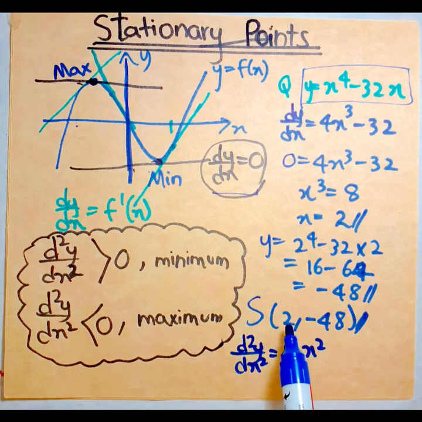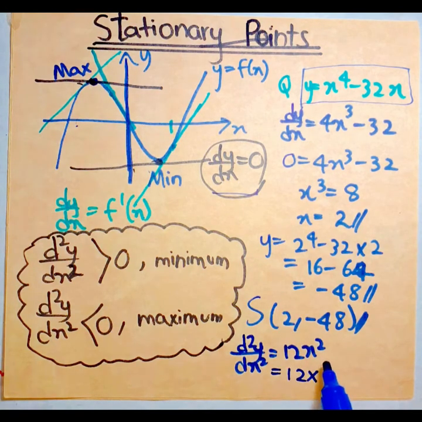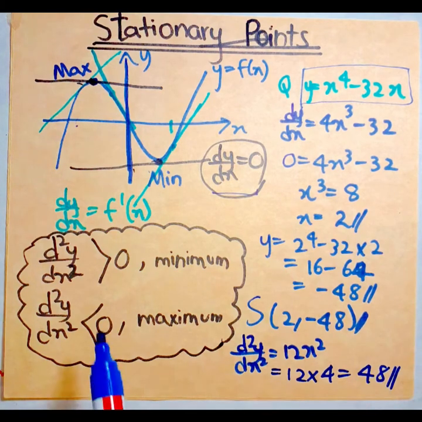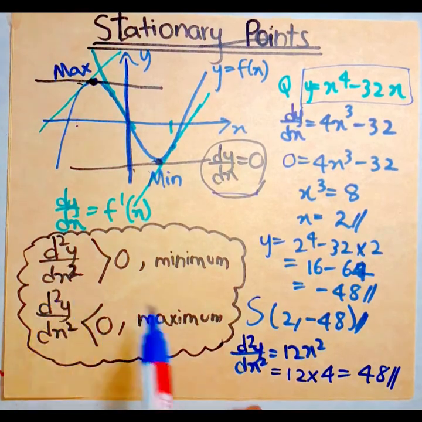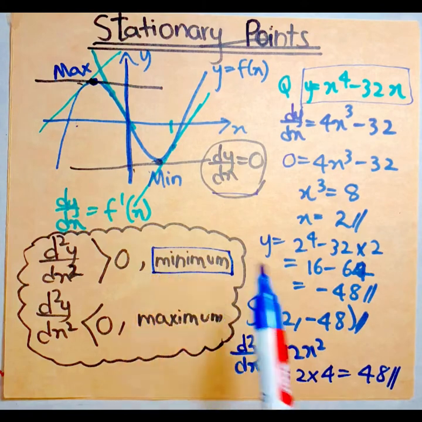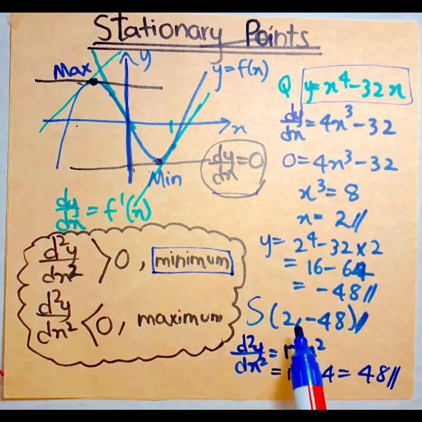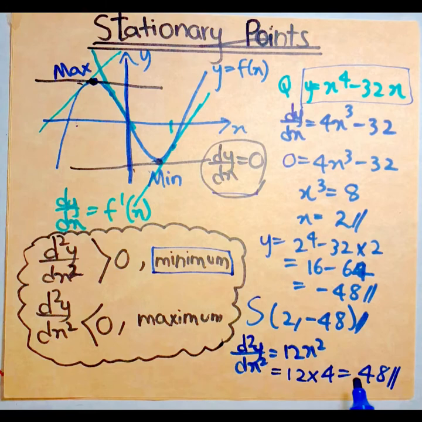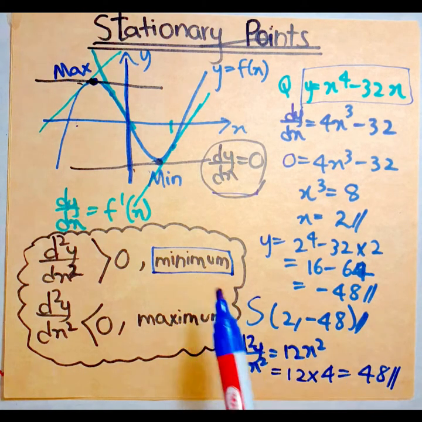So when x is equal to 2, our stationary point is 2 comma minus 48, and we plug x equals 2 in here, so it's 12 into 2 to the power 2, which is 4, so that's 48. Now we found d squared y by dx squared: it is 48, which is greater than 0, so it's a minimum. So the stationary point is 2 comma minus 48, and since d squared y by dx squared is greater than 0, which is 48, it's a minimum.